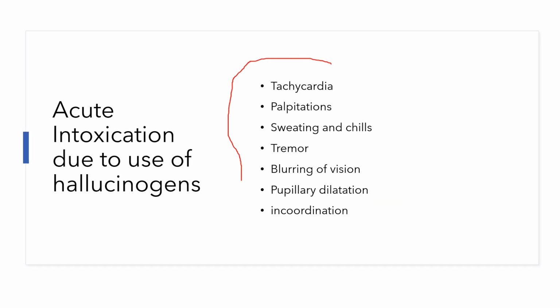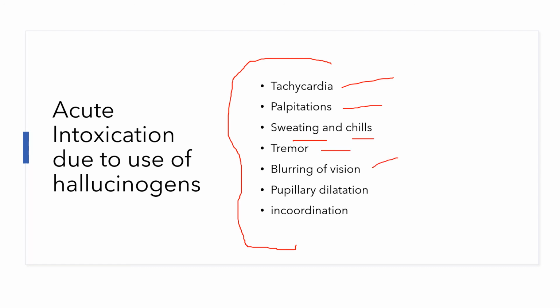And at least two of these symptoms must be present. So one from the previous list and two from here. Like tachycardia. Tachycardia means the pulse rate is very high, the heart is beating very fast. Palpitation, the person can actually feel the heart racing. They may suffer chills and sweating, especially on their palms and forehead. They might suffer tremor in their hands and sometimes in the body.